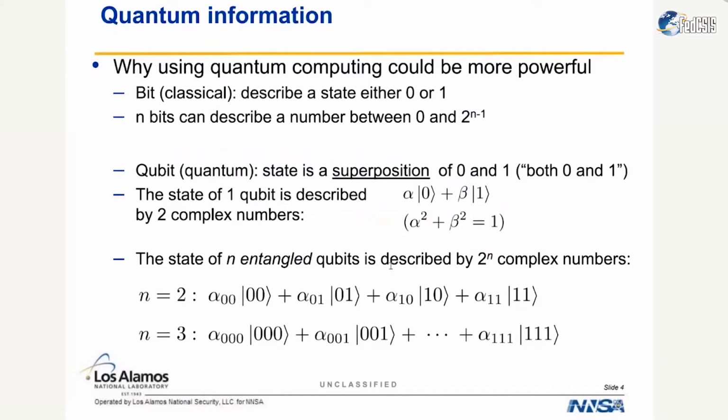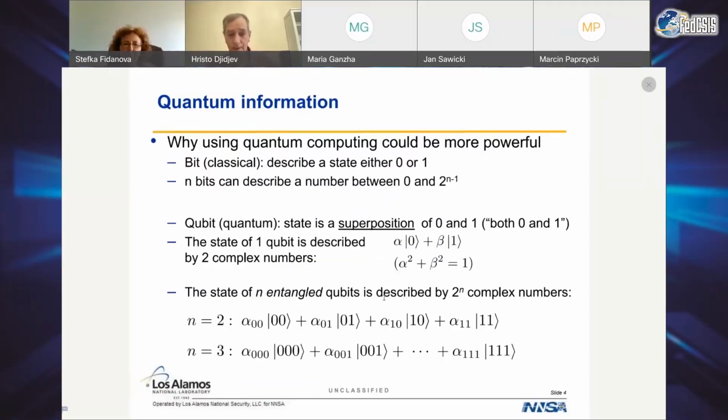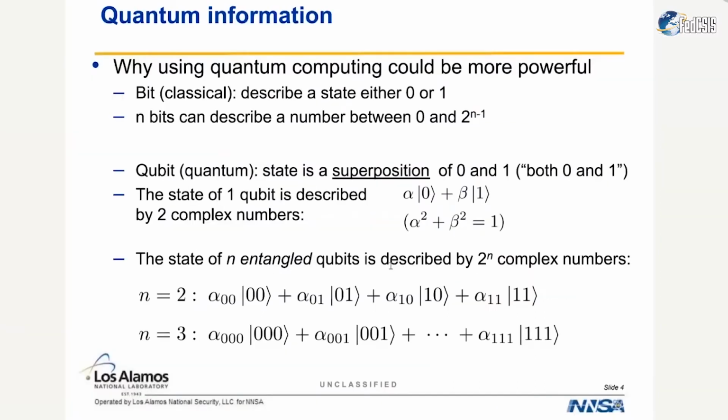Okay, so let's start with quantum information. Let's look first at the classical analog, the bit. It's the smallest unit of information in classical computing. It describes a state of either 0 or 1, only one of them. And if you have n bits, they can describe any number between 0 and 2 to the n minus 1, but they can describe a single number at a time.